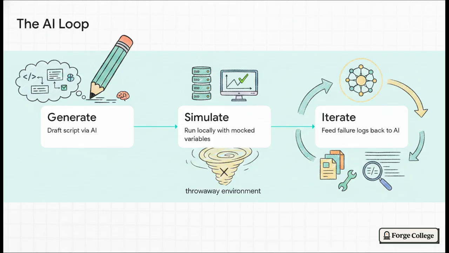And third, when it inevitably hits a snag, and believe me it will, you iterate. It is completely normal for the script to fail the first time around. Don't panic, just take those exact failure logs, feed them right back to the AI, and ask for a targeted fix rather than a total rewrite.